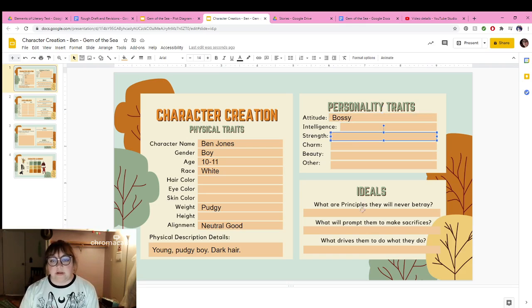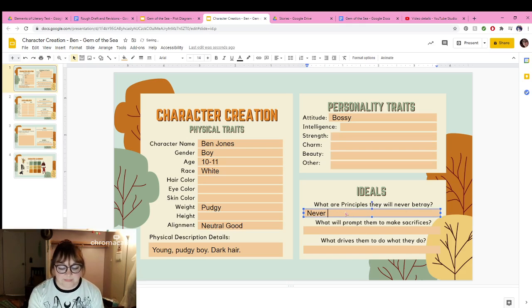I'm skipping these. These ones are really important, the ideals. What principles will they never betray? So Ben will never betray his little brother. I might want to add this in detail. So he might betray his little brother, but it's okay because he's the boss. Anybody ever have an older sibling, or are the older sibling, where whatever they say goes? But if anybody else ever tries to mess with his little brother Davy, they're going to have to pay for it. So never betray his little brother or let others take advantage of him.